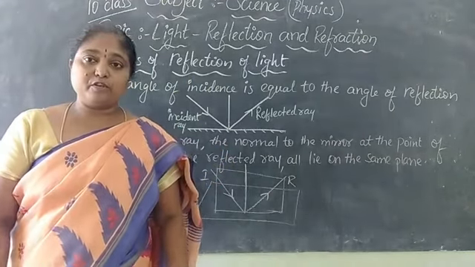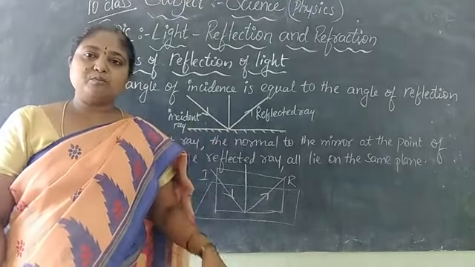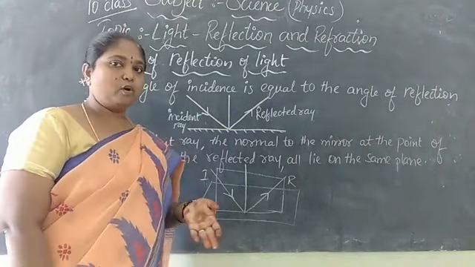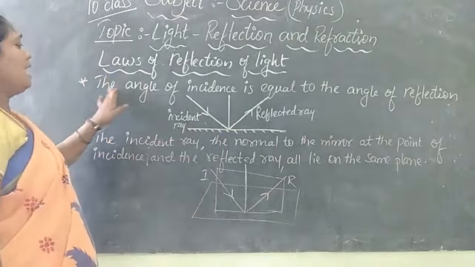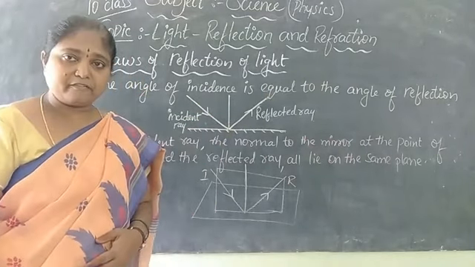It's very important for your 2 marks, children. Copy down this one in your homework book. In the next homework session, you have to submit it to me. Okay? So, the angle of incidence is equal to the angle of reflection.